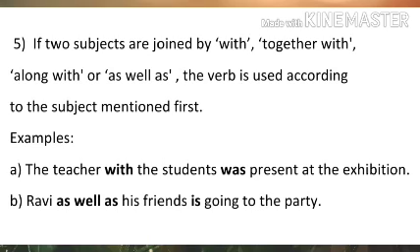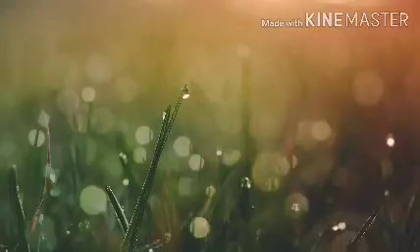For example, the teacher with the students was present in the exhibition. The teacher and the students, these two nouns, are joined with the word with. So the verb will be used according to the first subject, that is the teacher, not for the students. The verb will be for the teacher, and that is why was. And then the second one, Ravi as well as his friends. The verb will be used according to Ravi, not for his friends. So Ravi as well as his friends is going to the party.